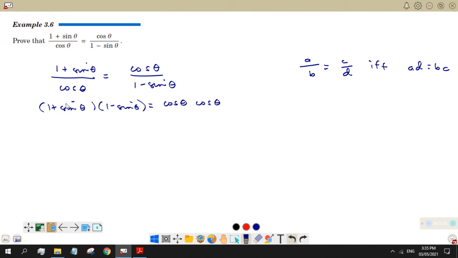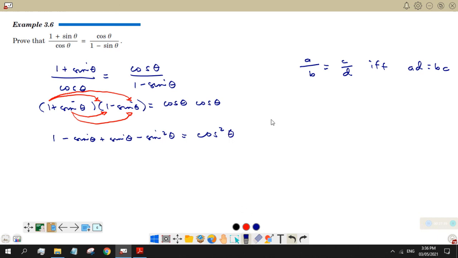FOIL method tayo. 1 times 1. So, distribute natin siya. 1 times 1. 1 times sine squared theta. Sine theta times 1. Sine theta times sine theta. So, 1 times 1, we have 1 pa rin. 1 times negative sine theta, edi minus sine theta. Sine theta times 1 plus sine theta. And then sine theta times negative sine theta minus sine squared theta is equal to cosine theta times cosine theta. We have cosine squared theta.